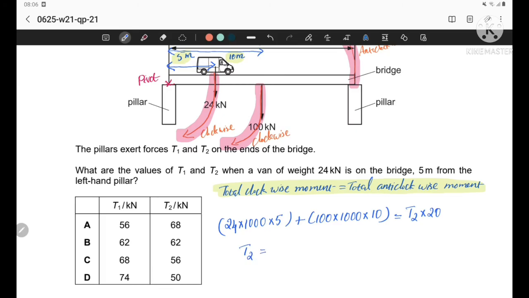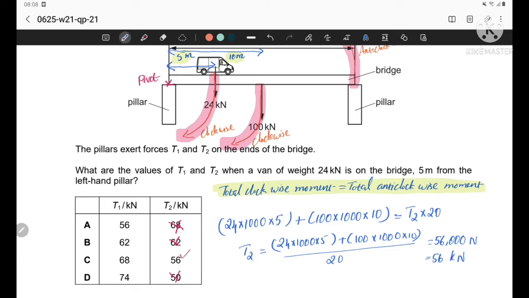So T2 must be equal to whatever the value we have at the LHS over 20, because we have to take 20 to the other side of the equation. So the 20 will become the denominator, and the answer is 56,000 newton, or we can write 56 kilonewton. So T2 value is 56 kilonewton, and T2 is 56 only for option C. Therefore, we don't have to find out T1, because T2 value is 56, which is correct only for option C. Therefore, the correct answer is option C.